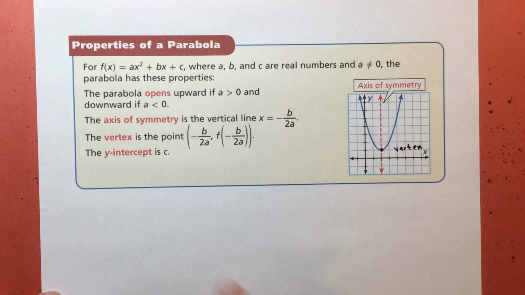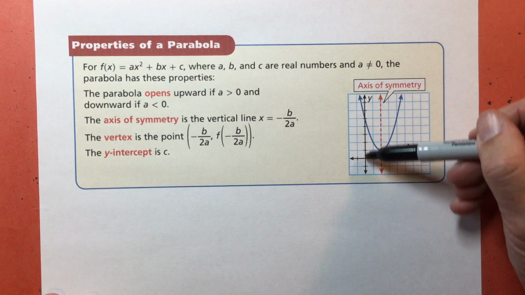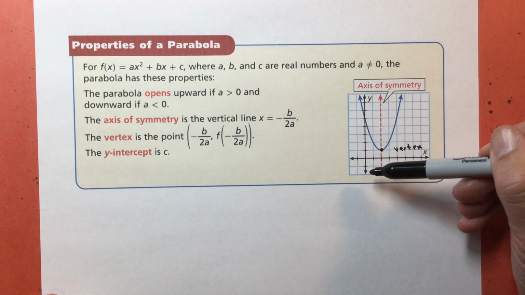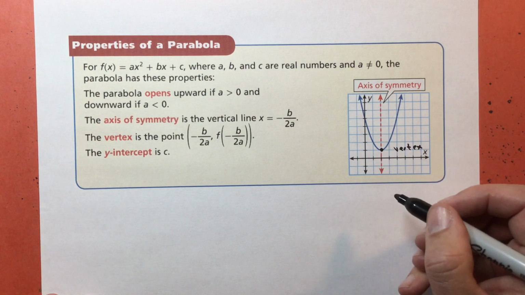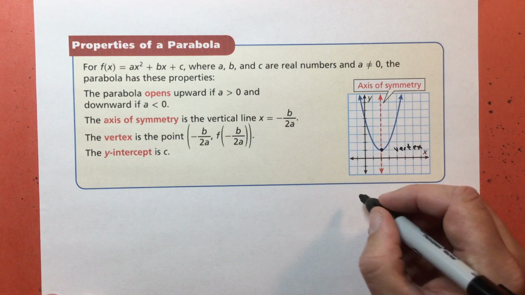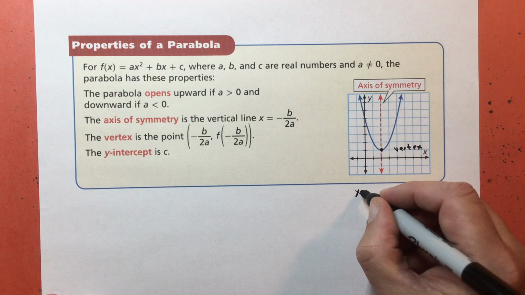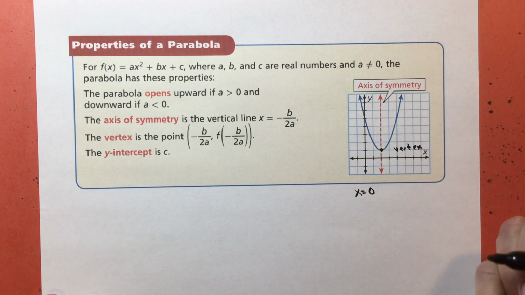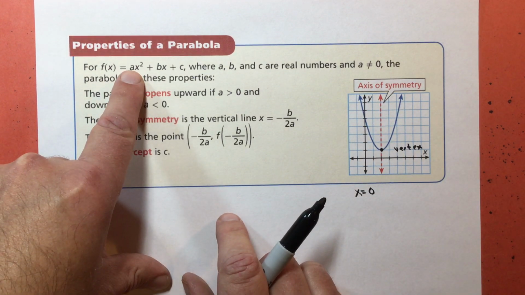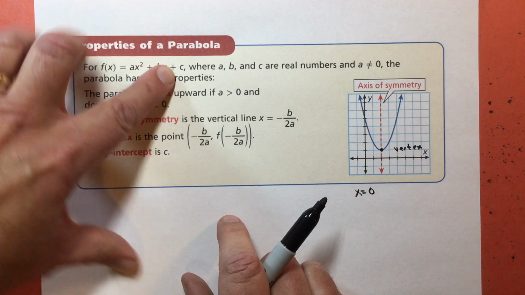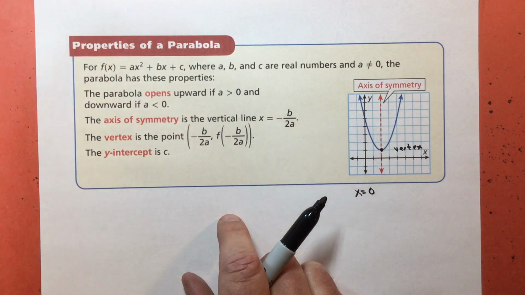Finally, the last thing in this section, the y-intercept, is just c. The y-intercept is where it crosses the y-axis, and the equation for the y-axis is, it's a vertical line. The equation for the y-axis is x equals 0. So if I let x equal 0, I just get c. So that's the y-intercept.